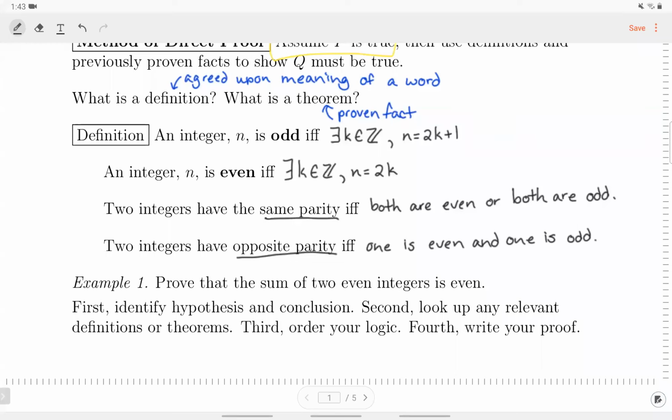Any questions on those definitions before we start using them?